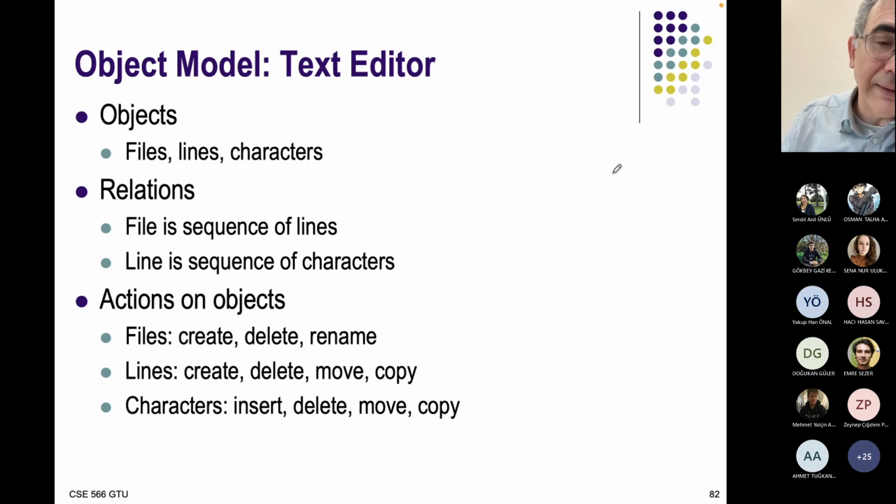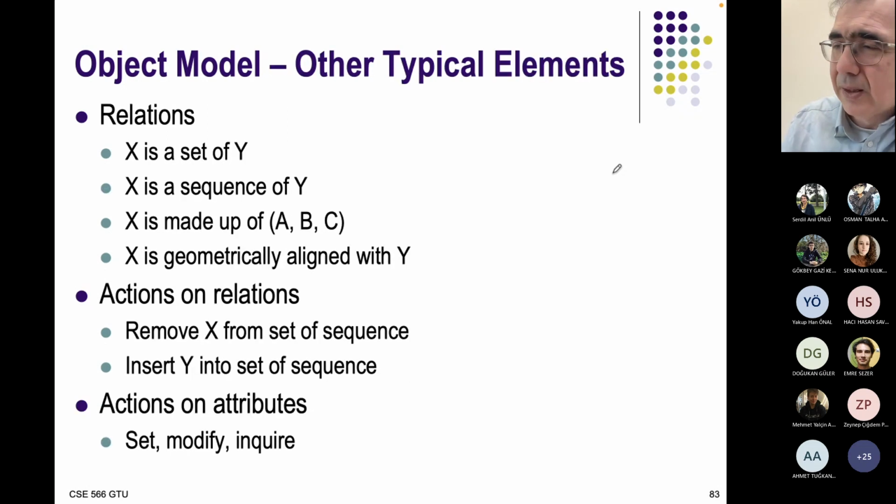Take a text editor: files, lines, characters, sequence of lines. A line is a sequence of characters. So a combination of objects can create relations. Actions are create file, delete file, etc. So those are the objects, actions, the entity relationship diagram. So how am I going to draw it?